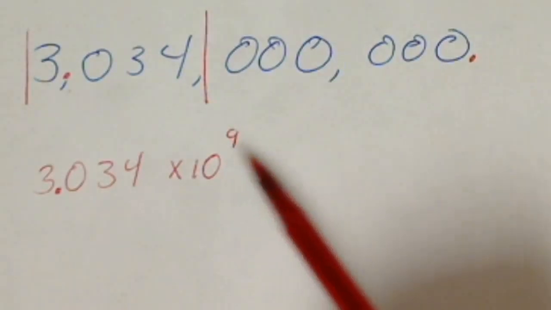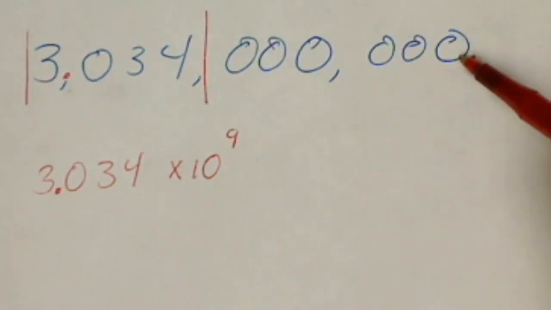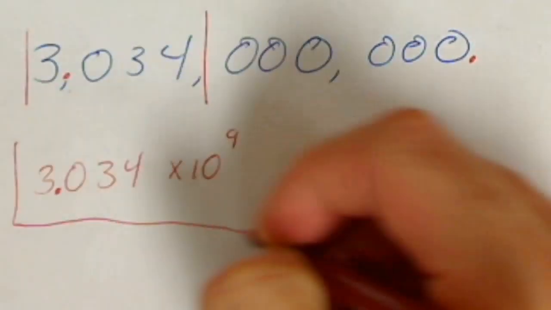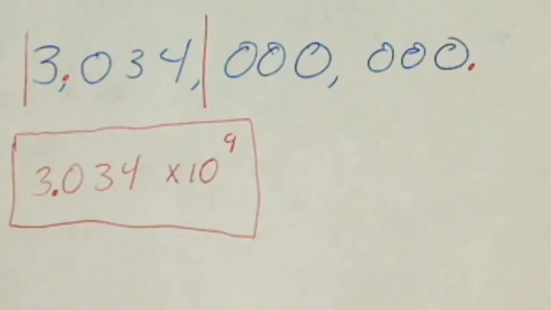And is the exponent positive or negative? Remember, if the number is above 1, it's positive. So in this case, it will be positive. If the number was below 1, it would be negative.